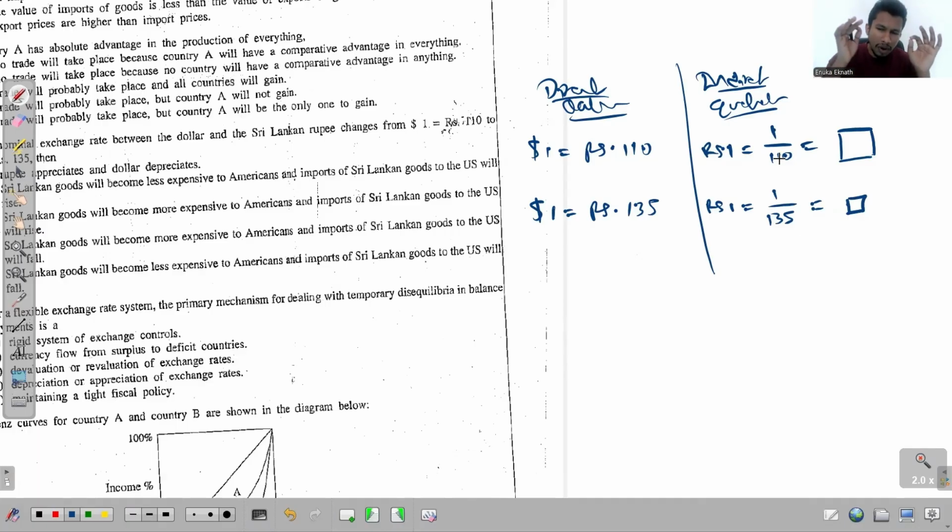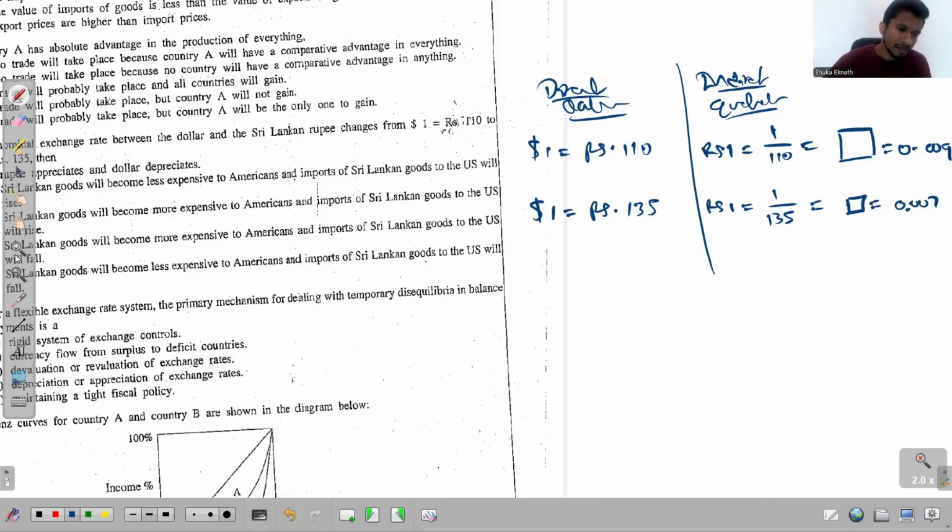You don't need that exact thing, but in this case, I can use a calculator and divide this thing. So let me just show you the value. So this will be 0.009, but in the second case, it's 0.007. So as we expected, things have happened.